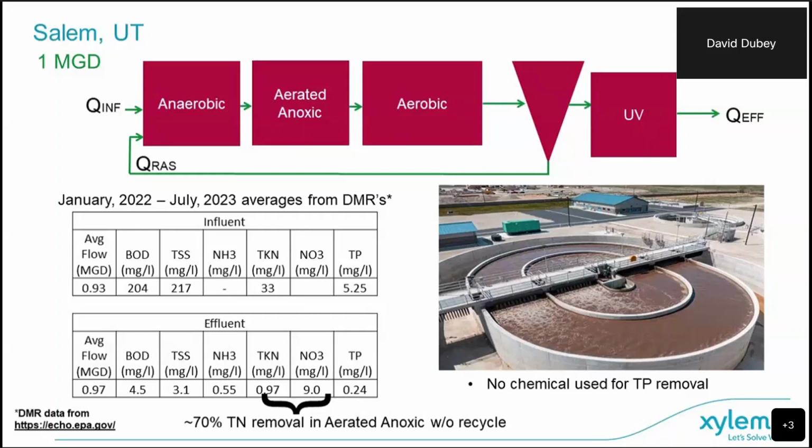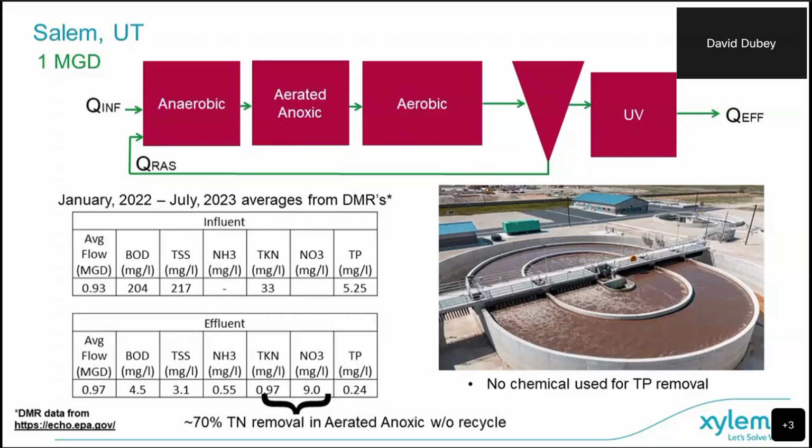So in this case, it's like one of the first examples I was showing with S&D, we're getting down to about 70% TN removal without any recycle. And this is really with just two basins. Normally we would have three basins in series to be able to get to this type of an effluent limit. So they're doing really well.